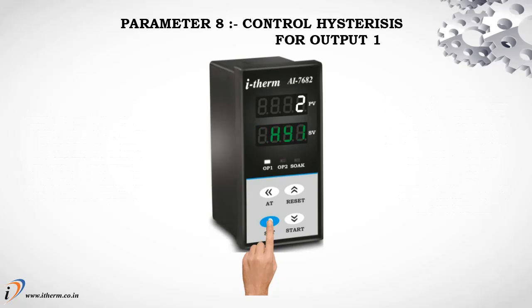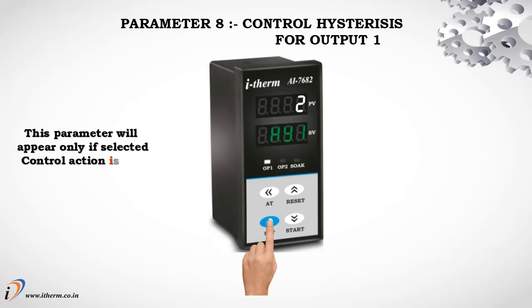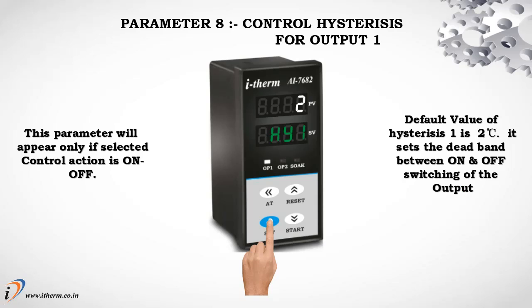Parameter 8, Control Hysteresis for output 1. This parameter will appear only if selected control action is on-off. Default value of hysteresis is 2 degrees centigrade. It sets the dead band between on and off switching of the output.